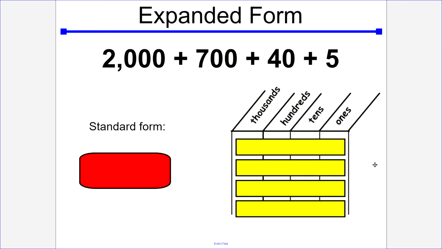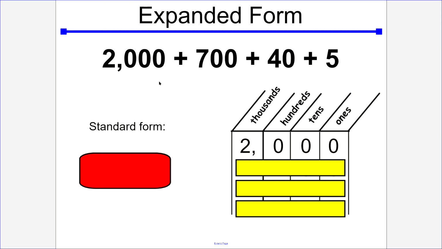Let's do a couple of examples together. Here you can see I have a number written in expanded form, 2,000 plus 700 plus 40 plus 5. I need to write this number in standard form. Again, I can use my place value chart to help me organize my information. I'm going to start with the number with the greatest place value and then move to the next smallest one and so on. I see that the greatest place value is 1,000.